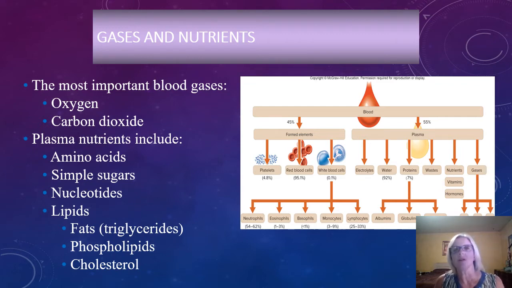Plasma nutrients are going to be absorbed from the digestive tract. Normal levels of things like lipids can be biomarkers for metabolic, cardiovascular, or neurological disease. The nutrients are also going to include amino acids, simple sugars, nucleotides.